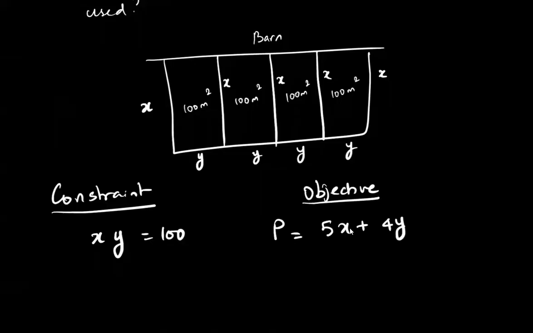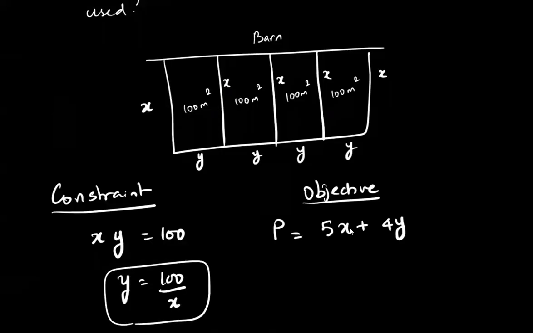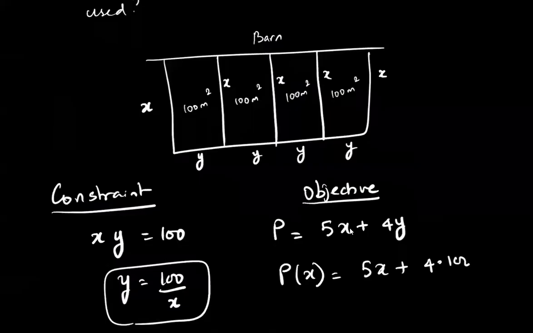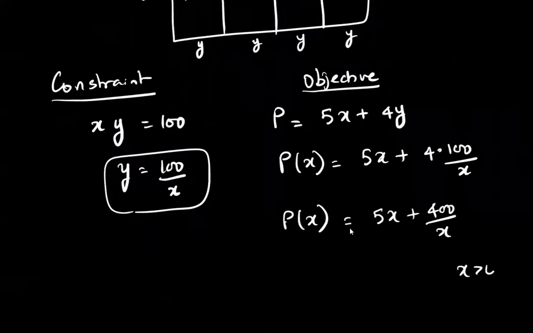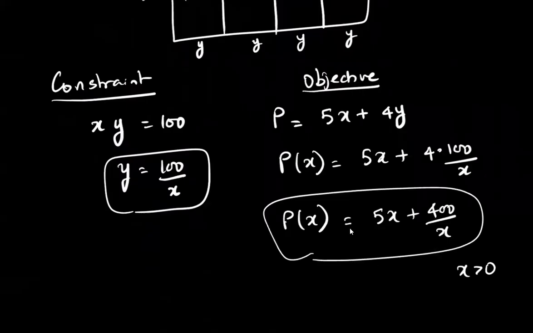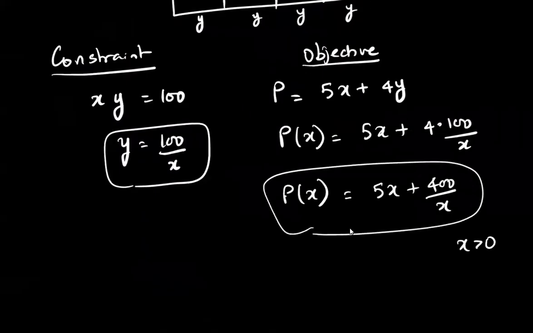Now, again, we know that we don't want two variables, so I'm going to use the constraint to rewrite one in terms of the other, so that I can write my function in just one variable. So this is what I have: a perimeter function written as a function of x. The domain here is that x has to be greater than 0. So this is my objective function.